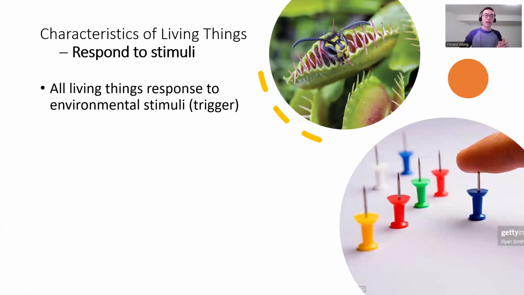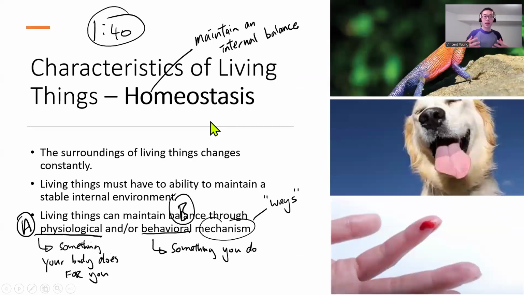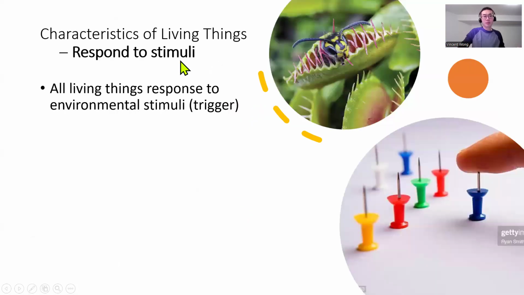So this actually relates to homeostasis. When your body tries to maintain homeostasis, that is in response to a stimulus. If it's hot outside, that's a stimulus. It triggers your body to respond accordingly. Your body might start to sweat to cool you down. It will trigger you to respond by turning on the fan, drinking something cold, taking off your jacket, right? So this one is closely related to the homeostasis characteristic.